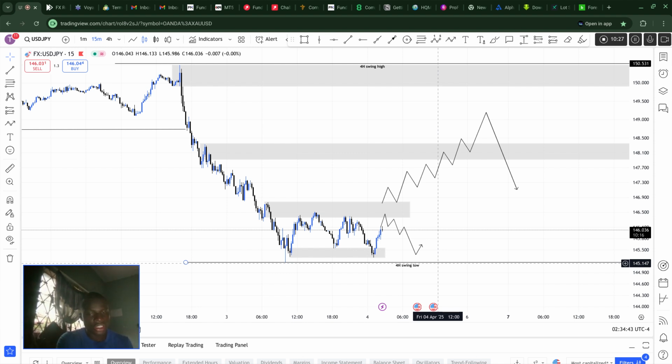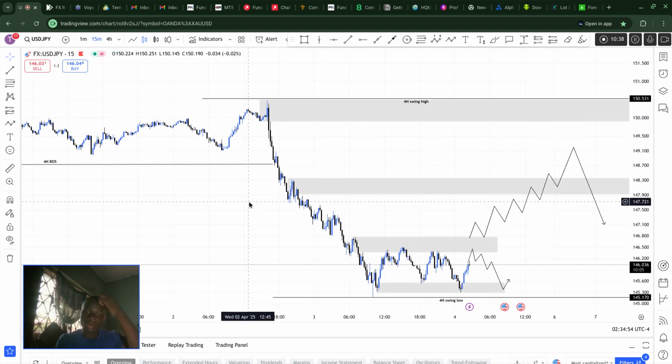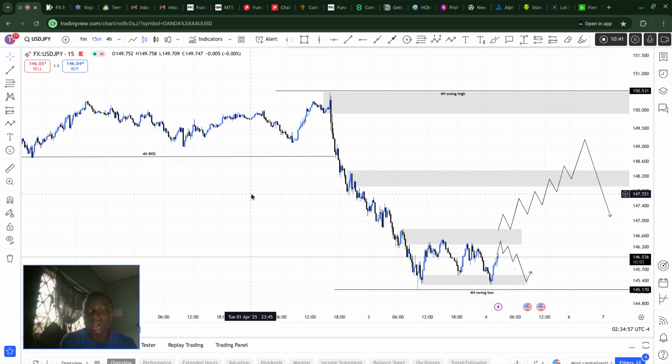So if there's a rejection at a point, it's a sign that the market's pulling back. Don't know how long we're going to keep consolidating. So that is how it goes. We keep consolidating until we break out.